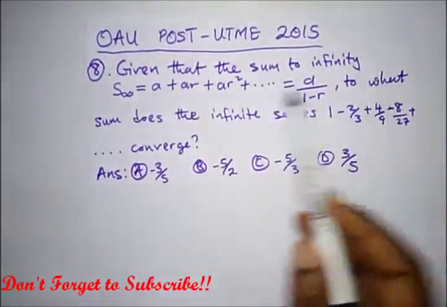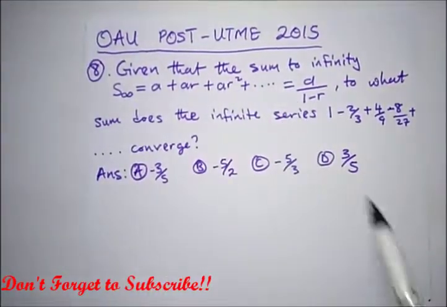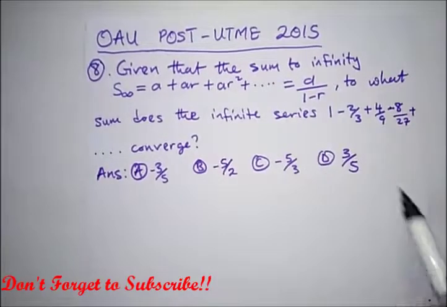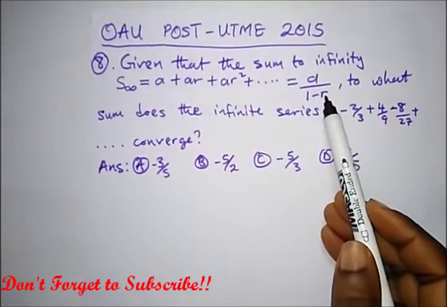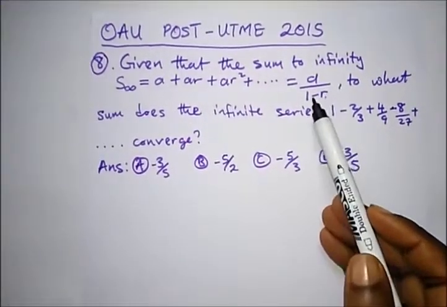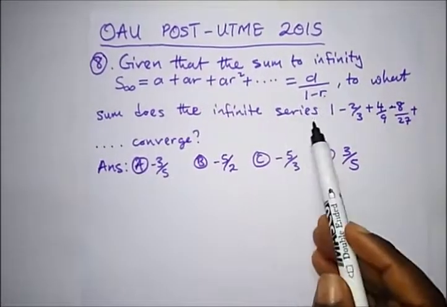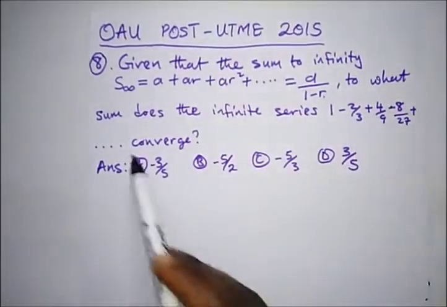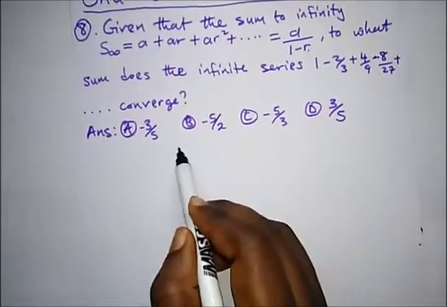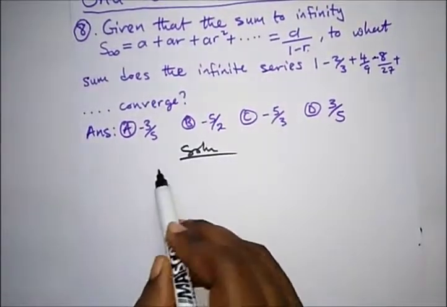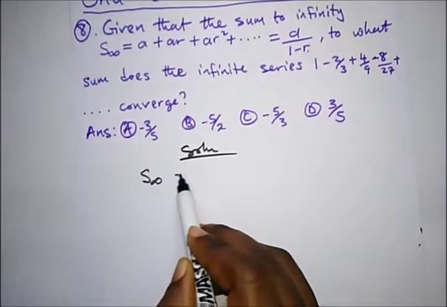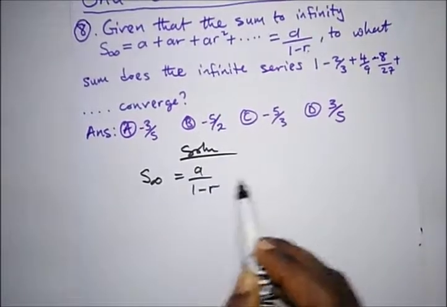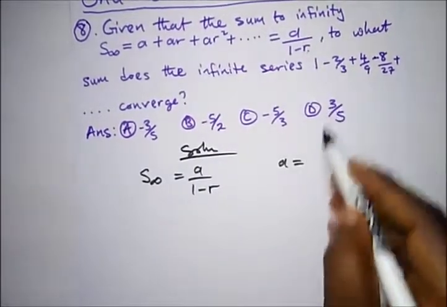So given that the sum to infinity is this, this is a GP sum to infinity. When you see an A and you also see an arrow, that's the common ratio. To what sum does the infinite series 1 minus this converge? So here our formula is this, and A, which is our first term, is what?